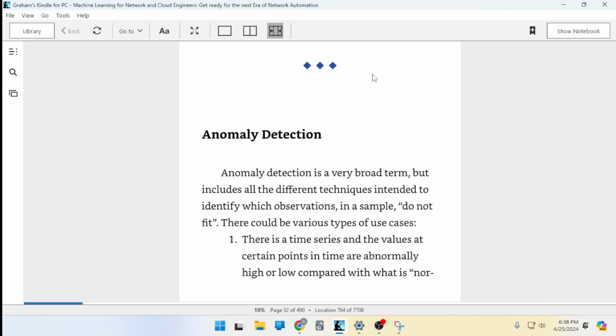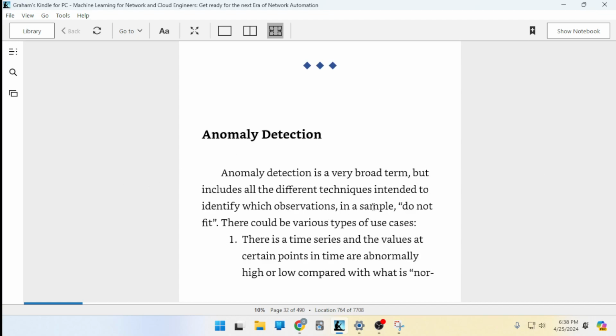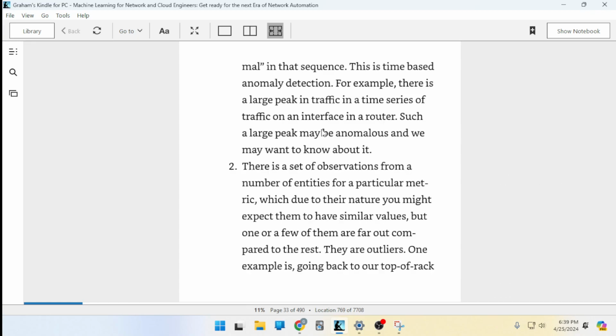Anomaly detection is a very broad term, but includes all the different techniques intended to identify which observations in a sample do not fit. There could be various types of use cases. Number one, there is a time series and the values at certain points in time are abnormally high or low compared with what is normal in that sequence. This is time-based anomaly detection. For example, there is a large peak in traffic in a time series of traffic on an interface in a router. Such a large peak may be anomalous, and we may want to know more about it. This is a use case for anomaly detection to identify traffic spikes.